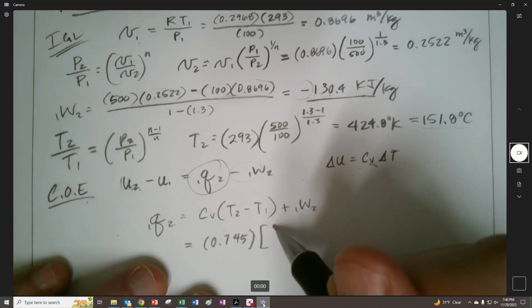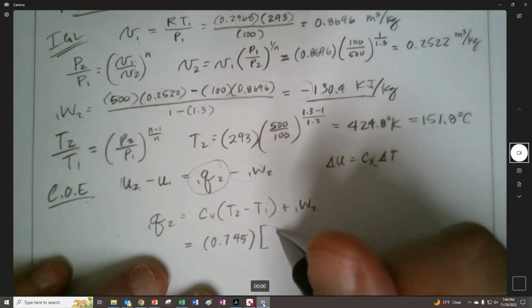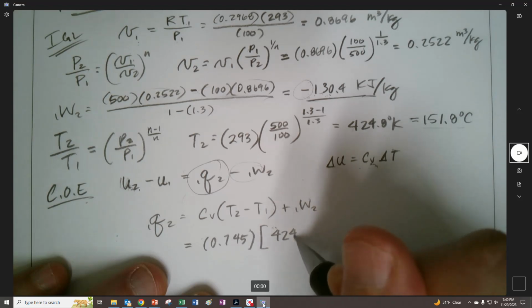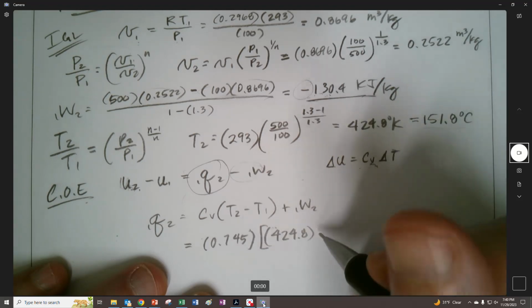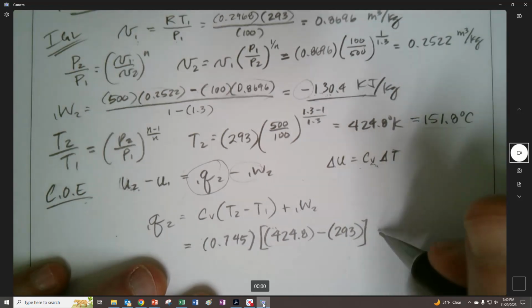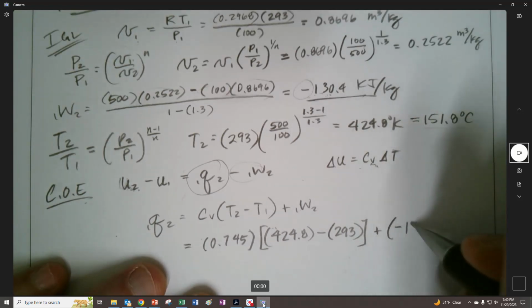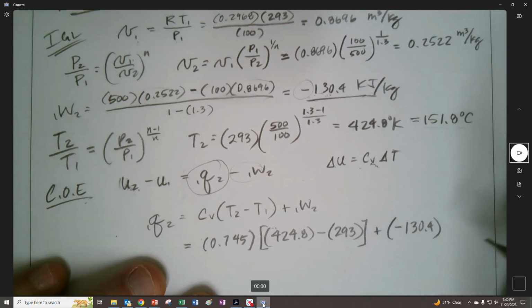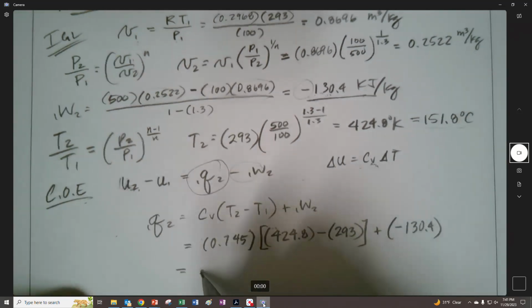T2 is, well, you can use Celsius too if you want to, as long as you use both of them as Celsius, because it's just a difference, right? Here's your 293, and then we're going to go plus, but then we're going to minus 130.4. And we end up with a negative 32.21.